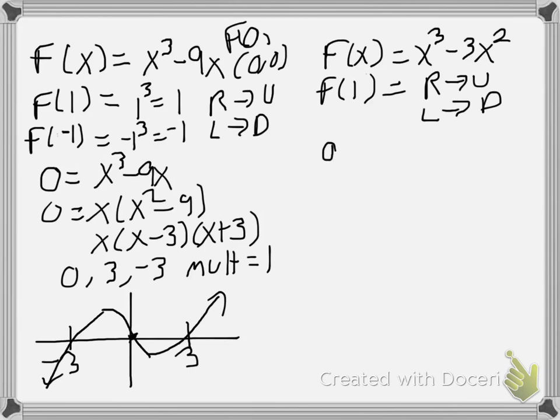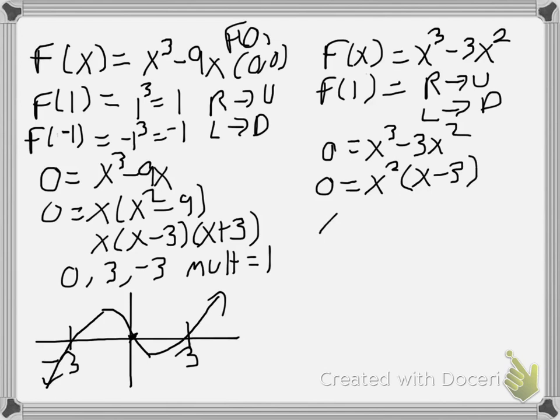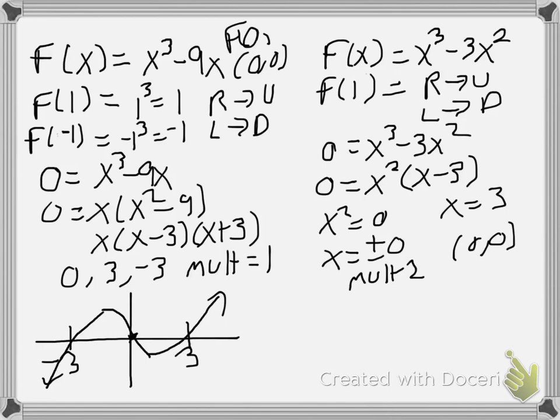We set it equal to 0. Here's where some of you had some difficulty. x cubed minus 3x squared, and it wasn't with the factoring. You all factored it right, but some of you just didn't quite understand what multiplicity is. So I get x squared equals 0. The way I look at this is I take the square root of both sides, so I get x equals plus or minus 0. That gives me a 0 with a multiplicity of 2. And then I get x equals 3. I plug in 0 again, I get the point 0, 0. Now, x equals 3 is a multiplicity of 1.